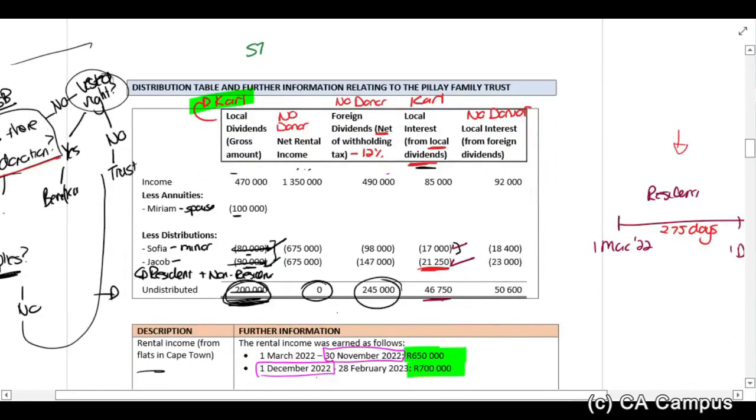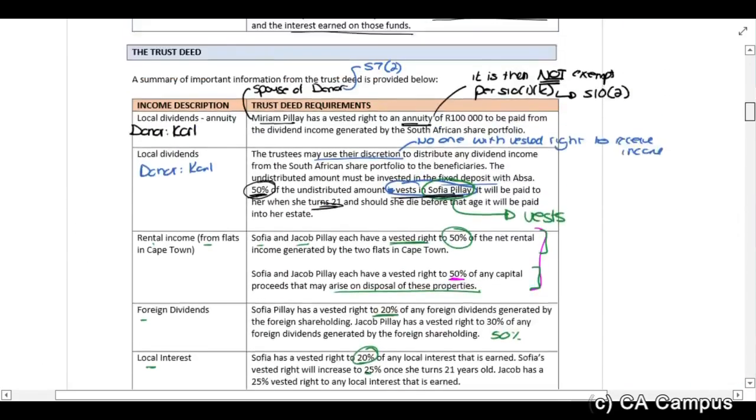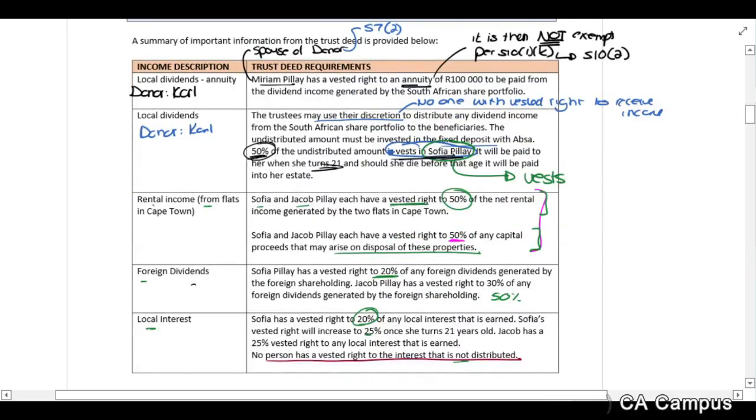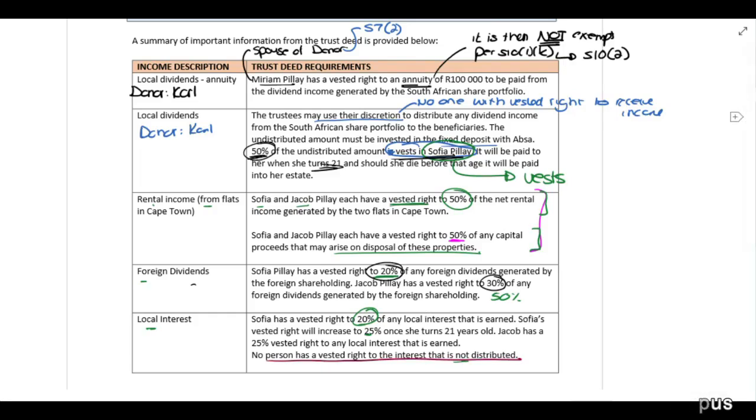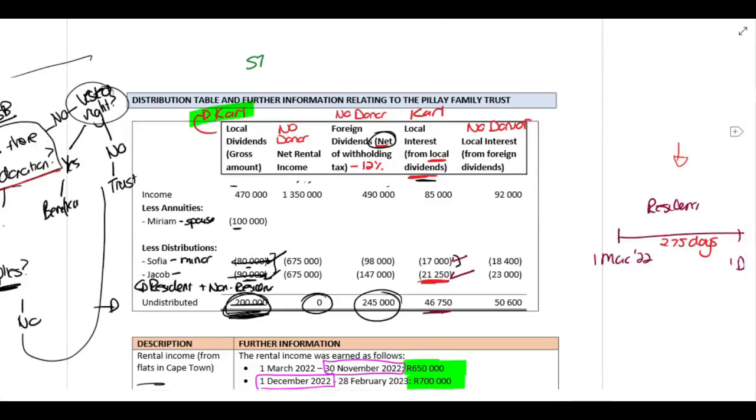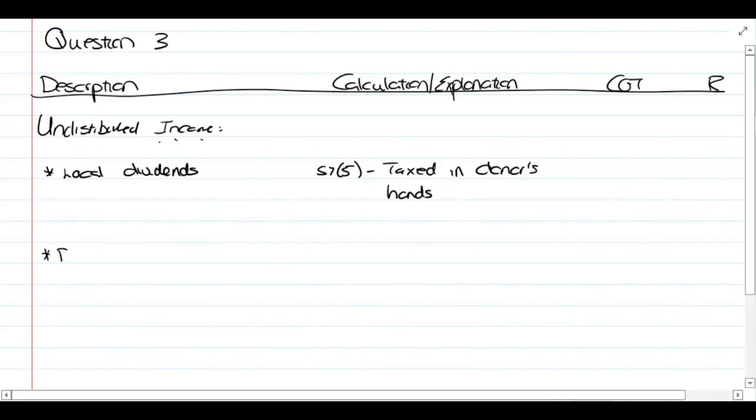Then we've got the foreign dividends, 245,000. This is the net amount. Who does that belong to? The foreign dividends. Sophia has a vested right to 20% of the foreign dividends, Jacob to 30%, and there's no one with a vested right to the undistributed income. So that 245. There's no donor, so the trust can be taxed on it. It's under section 25B(1).